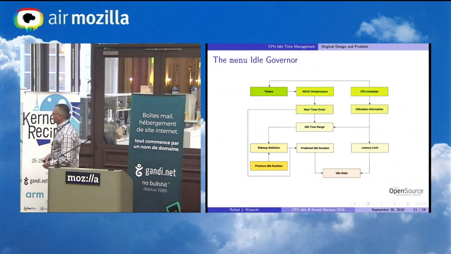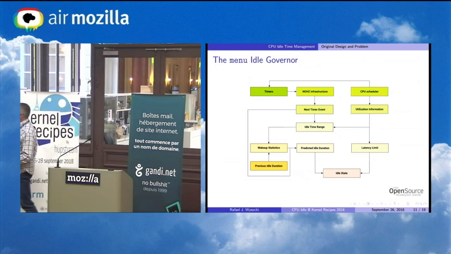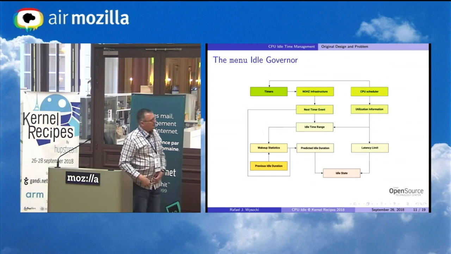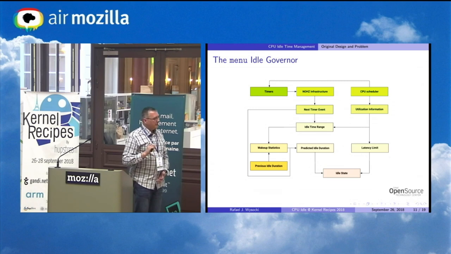Now, another factor it takes into account is the utilization information. From that, it figures out the latency limit for the idle state. So it won't use idle states for which the worst case wake up latency is too long, and that is determined using the CPU utilization information from the scheduler.